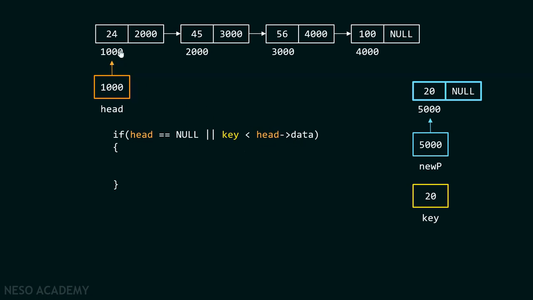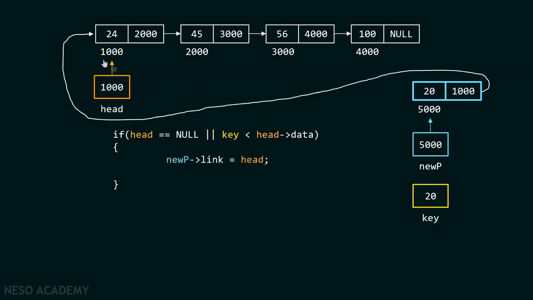Head is currently pointing to the first node of this list. So we will compare this key, that is this value, with head data. We know that key is less than head data. So we will update the link part of this node so that it can point to this node. After this, we will update our head pointer so that it can point to this new node of the list. And that's it.